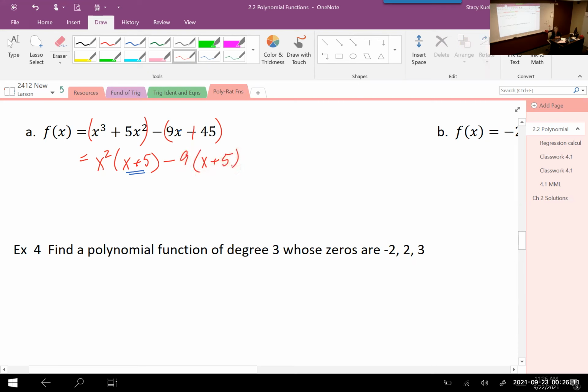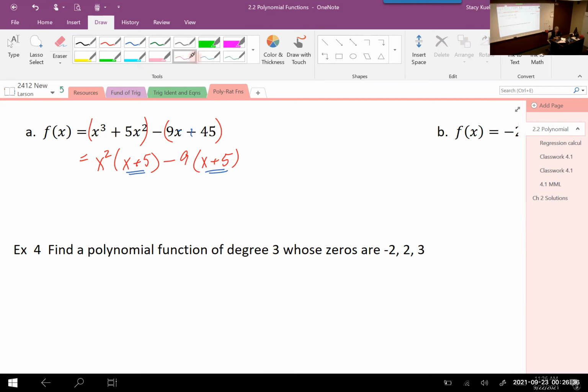Now, how did I know that the 5 wasn't working out? Because I want both of these to contain the same binomial, x plus 5. So that's kind of a hint that if you did not change this sign here and you ended up with x minus 5, go back and look. You did it wrong, right? You should end up with the same binomials.